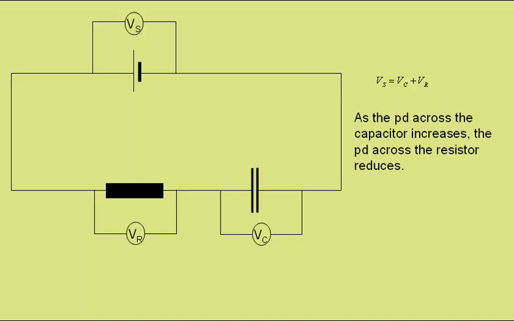As the potential difference across the capacitor increases as it becomes more fully charged, the potential difference across the resistor will reduce. Eventually, when the potential difference across the capacitor equals that of the supply, there will be no potential difference across the resistor and therefore no current.